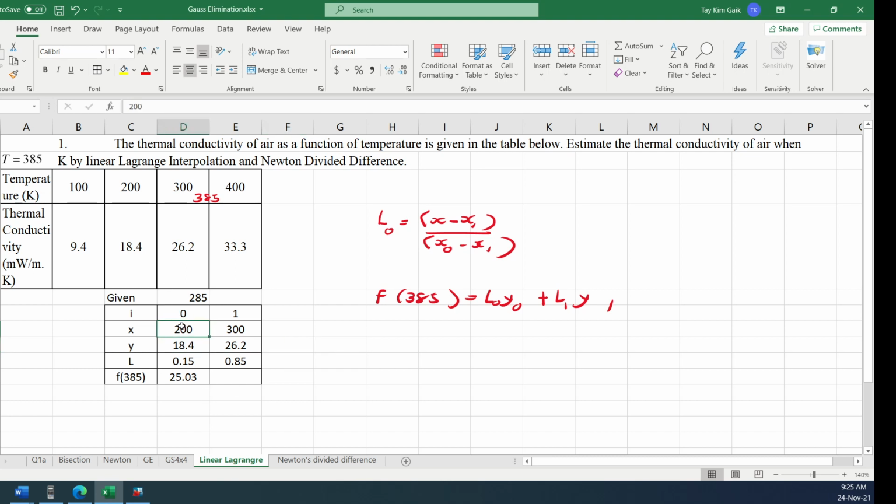Okay, now get back to the question, change back to the question: 300, 400, and 26.2, 33.3. So this is the linear Lagrange interpolation.